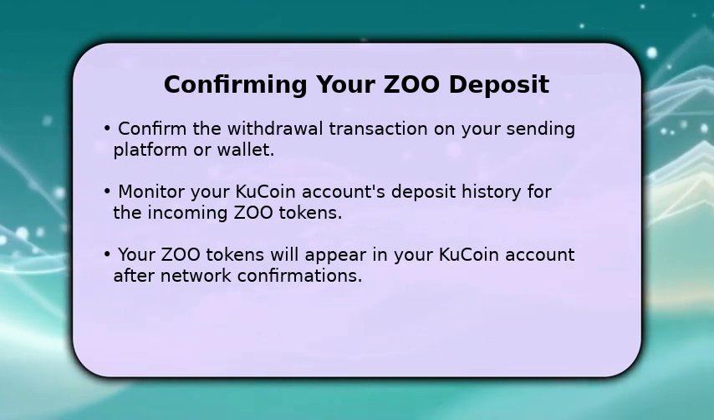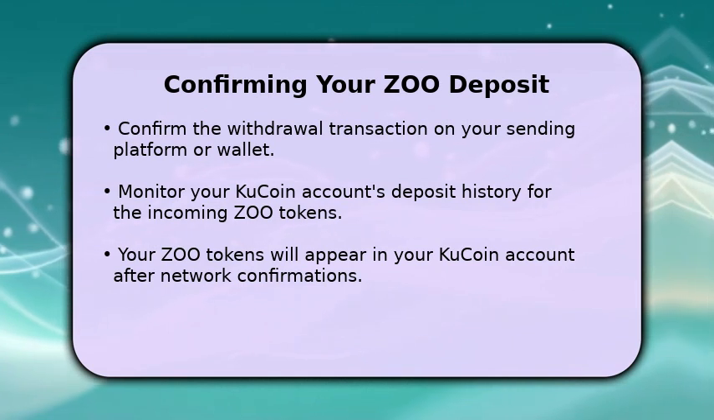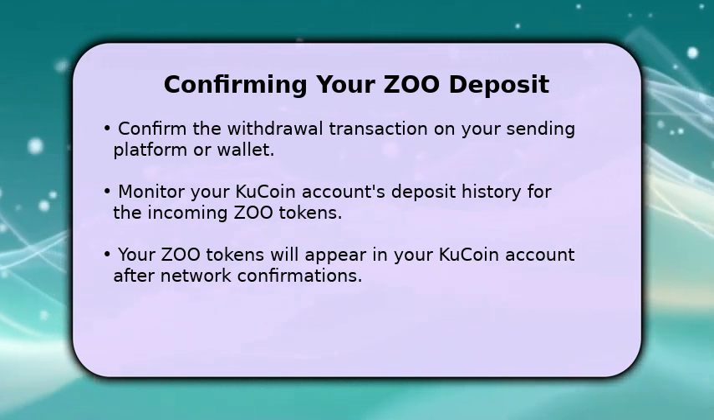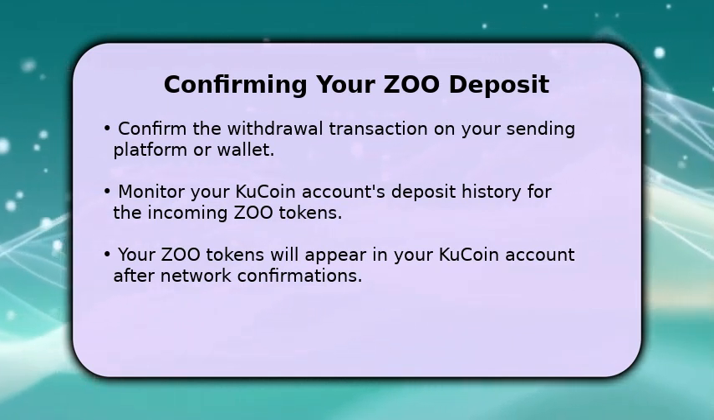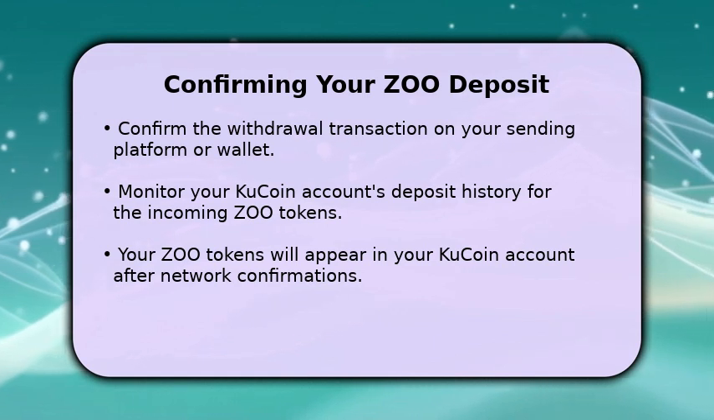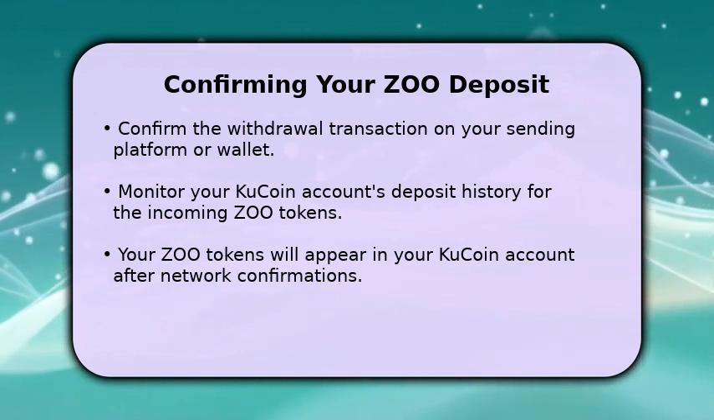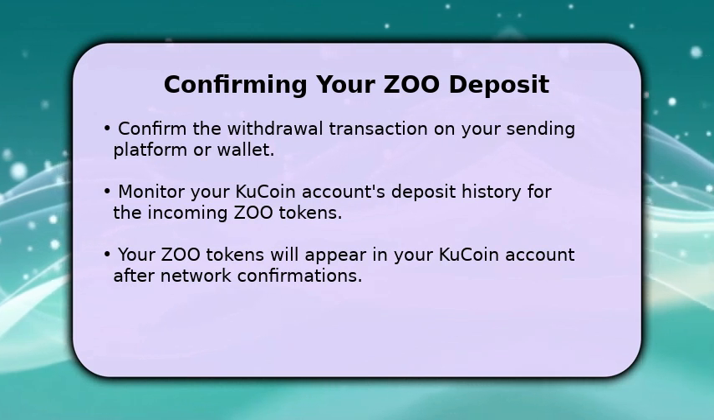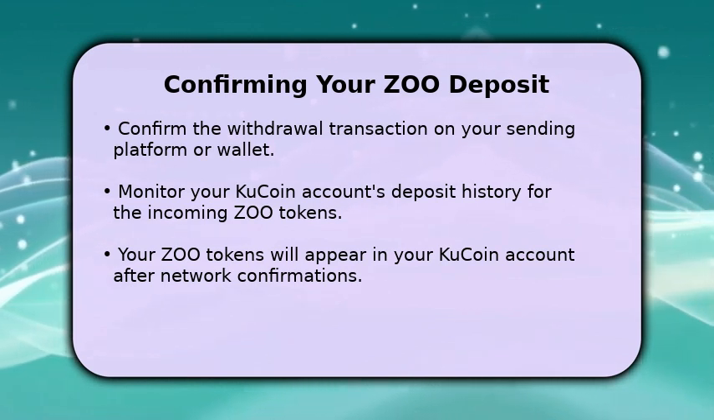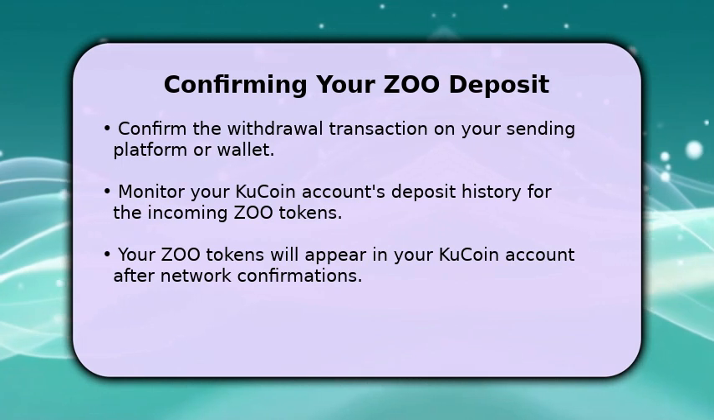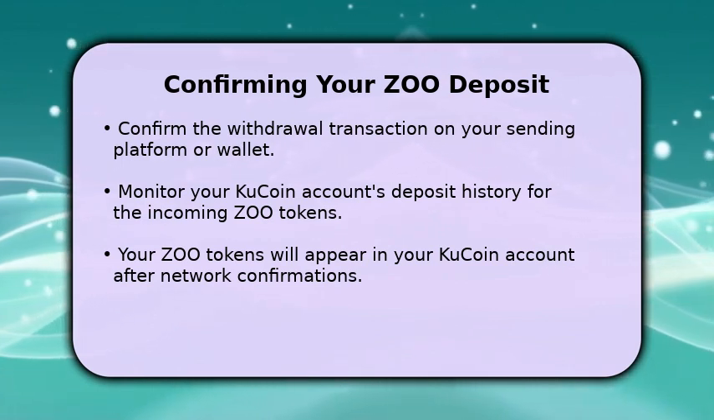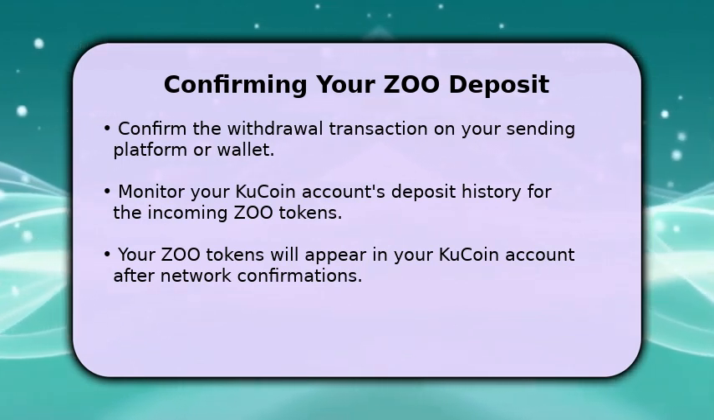The time it takes for your ZOO tokens to appear in your KuCoin account can vary, typically ranging from a few minutes to several hours, depending on network congestion. You can monitor the deposit status in your KuCoin deposit history or assets section. Once confirmed by the network, your ZOO tokens will be available for trading or holding on KuCoin.